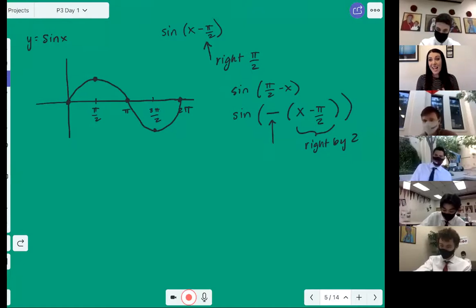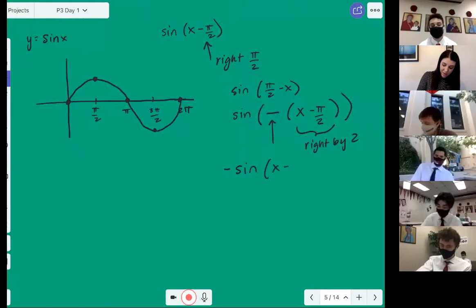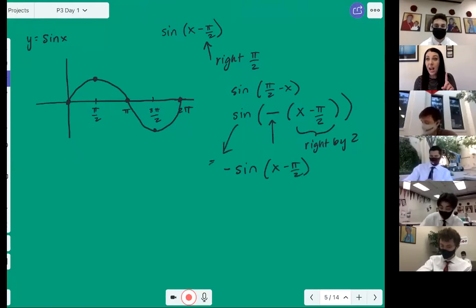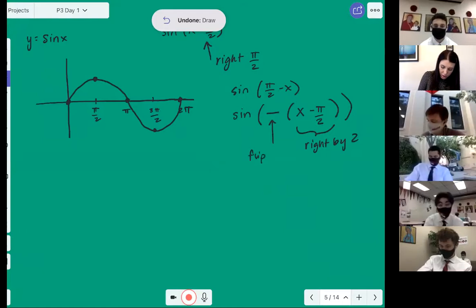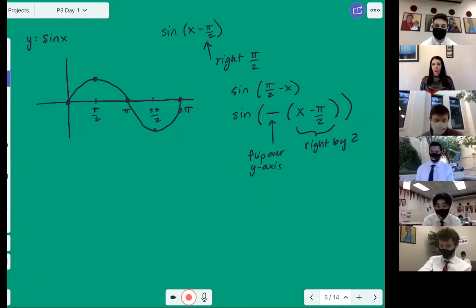Or since sine is an odd function, sine of negative anything is the same as negative sine of that something. Right? So actually these things are equal to one another for sine, just because sine is an odd function. But exactly what you said a second ago is correct, that this is a flip over the y-axis. So let's think about what happens when I do that.